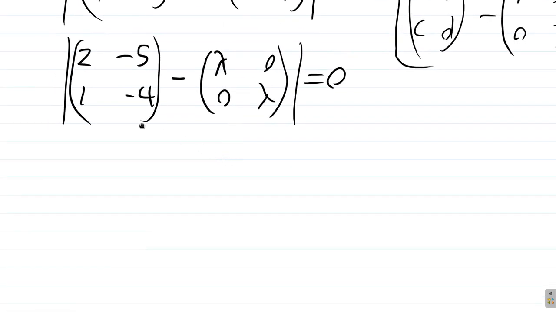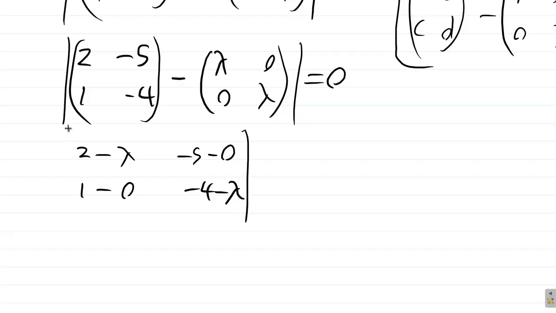Now you subtract corresponding terms. 2 minus lambda, negative 5 minus 0, 1 minus 0, negative 4 minus lambda. So all of this, the determinant of all of this would be 0. You see that?